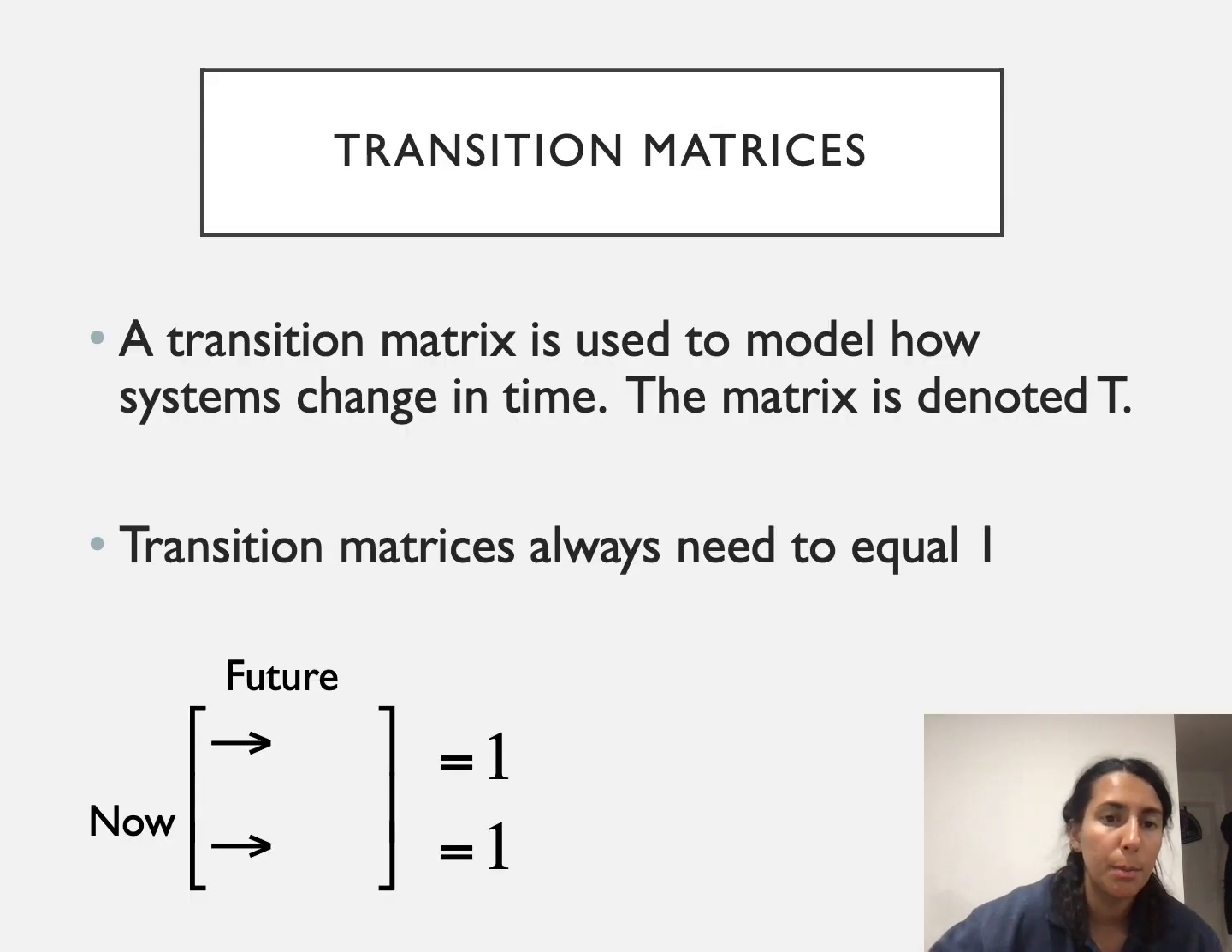One more little tip before I give you some questions. A transition matrix is used to model how systems change in time. The matrix is denoted by T. Now, your rows always need to equal 1. If it's not adding up to 1, you've made an error somewhere.